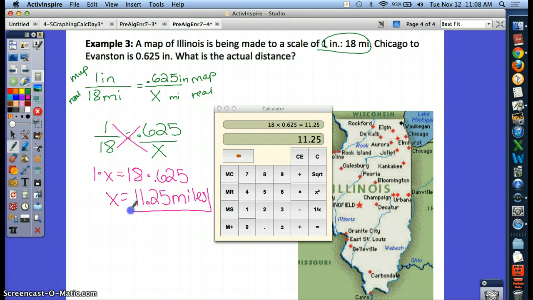So just kind of a neat application of where proportions are seen in the world. I think you're ready for some practice.